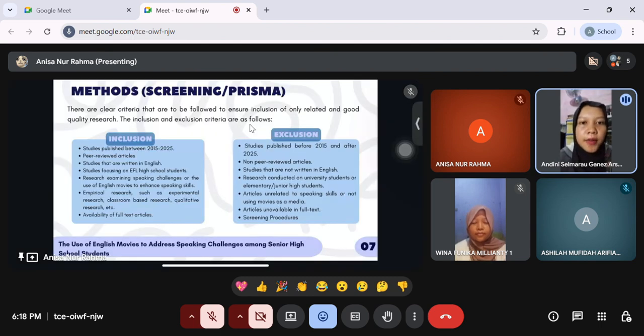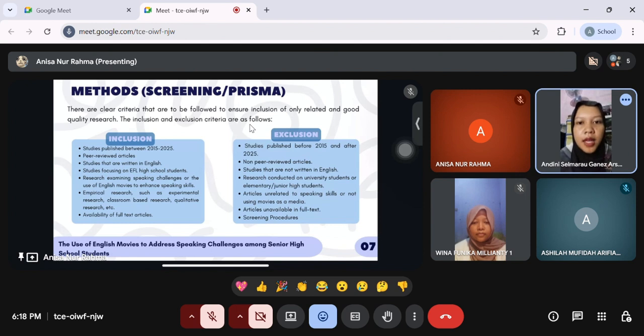Okay, next is for method screening or PRISMA. After collecting the articles, a screening process based on PRISMA guideline was conducted. The studies were included if they were published between 2015 until 2025, and then it should be peer-reviewed, written in English, and focused on EFL senior high school students. Only full-text empirical studies, such as experimental, qualitative, or classroom-based research, were selected to ensure the quality and reliability of the data.